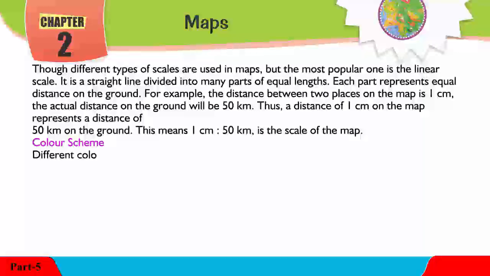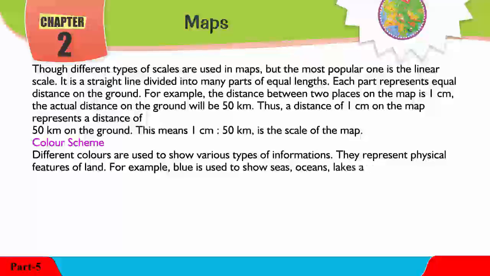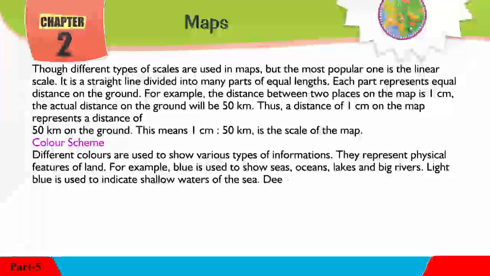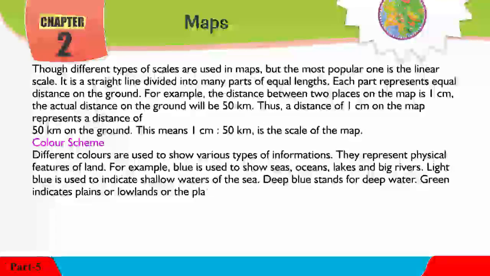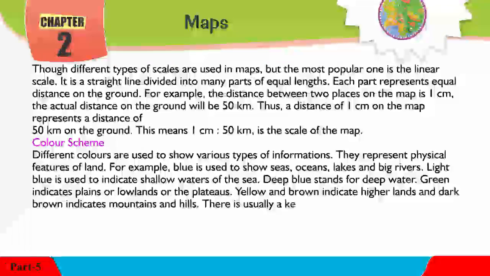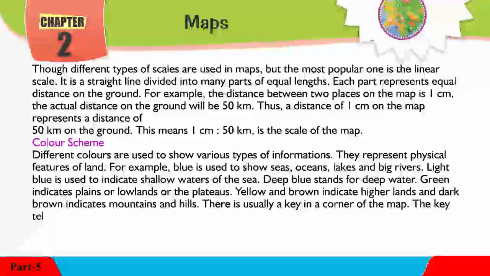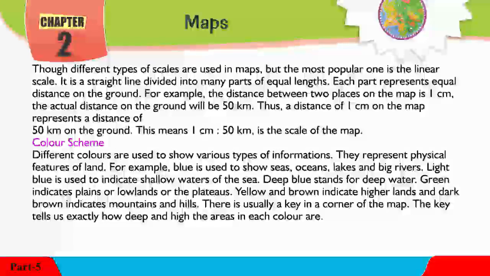Color scheme. Different colors are used to show various types of information. They represent physical features of land. For example, blue is used to show seas, oceans, lakes, and big rivers. Light blue is used to indicate shallow waters of the sea. Deep blue stands for deep water. Green indicates plains or lowlands. Yellow and brown indicate higher lands, and dark brown indicates mountains and hills. There is usually a key in a corner of the map. The key tells us exactly how deep and high the areas in each color are.